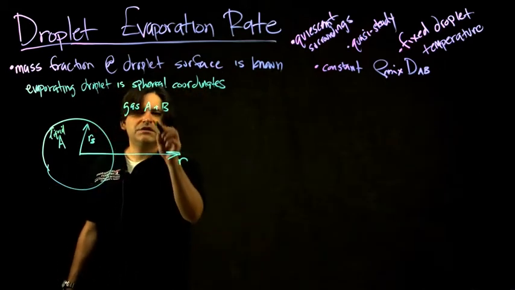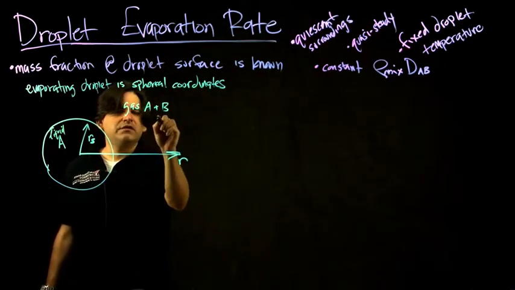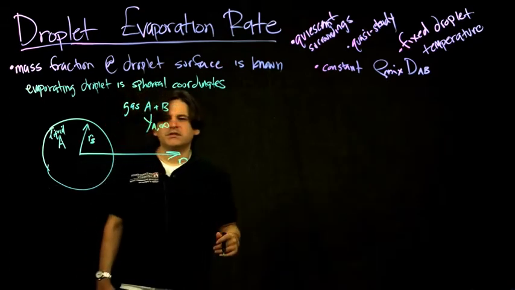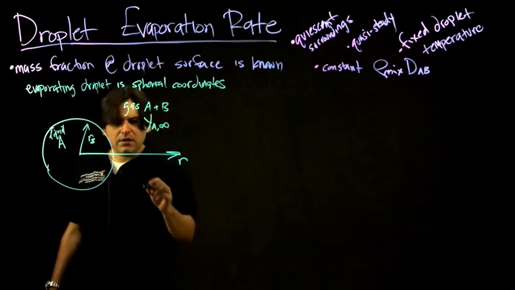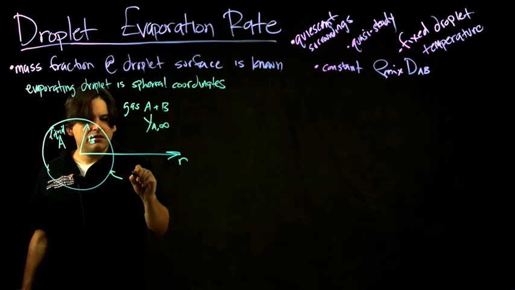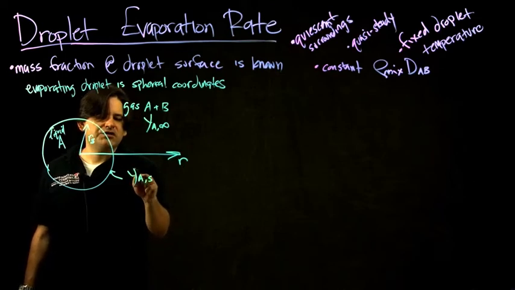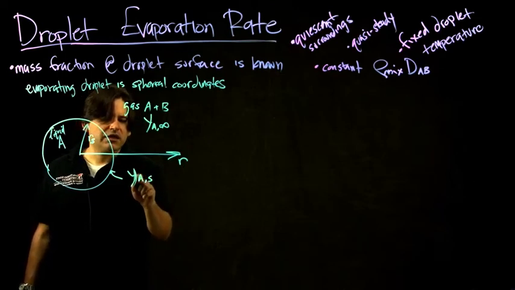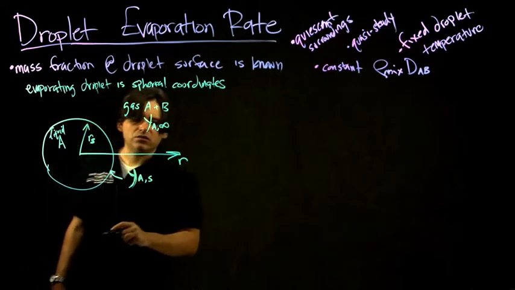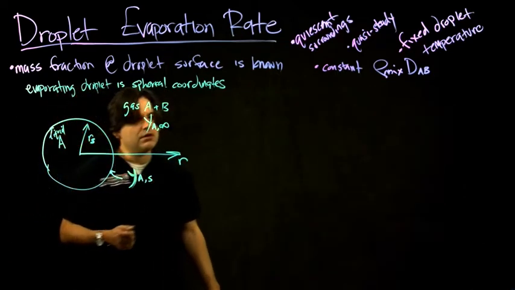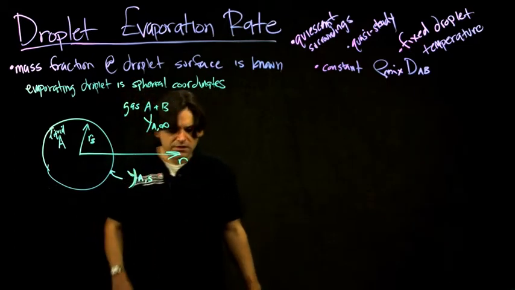And since it's a mixture here, we can define at some distance away a mass fraction far away from the droplet surface, and at the surface. If you know the thermodynamics, you can find this, or you can use other correlations, other mass transfer principles like Henry's law or Raoult's law to find the mass fraction at this location. Okay, so that's our geometry.